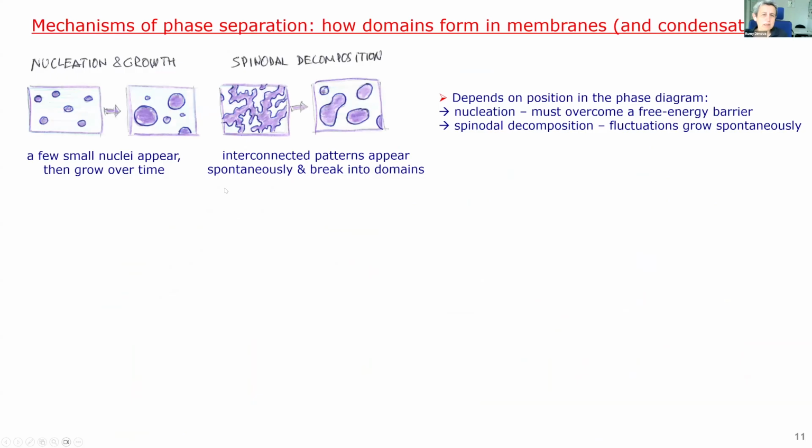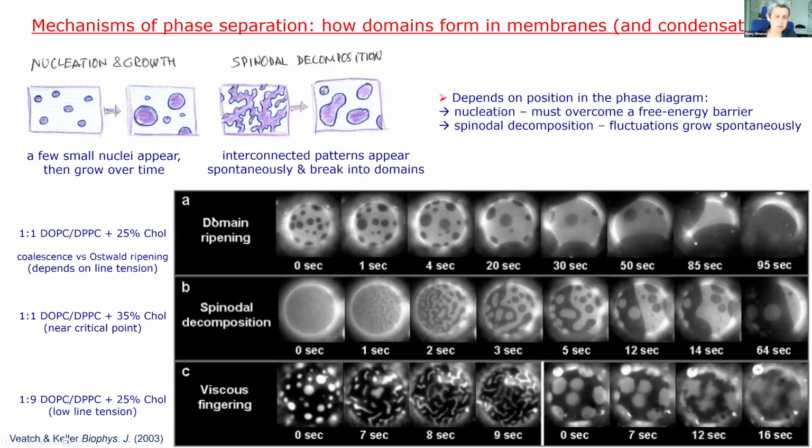Okay, so the mechanism of phase separation. The slide now introduces these two mechanisms: nucleation and growth, and spinodal decomposition. In the case of nucleation, you must overcome a free energy barrier, and here small nuclei appear and then they grow over time. While in spinodal decomposition, the fluctuations grow spontaneously into interconnected patterns that appear and then spontaneously break into domains. Here are examples of this occurring on giant vesicles.